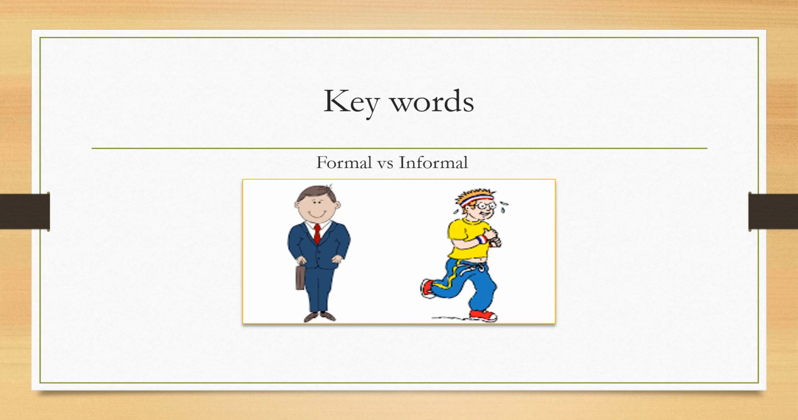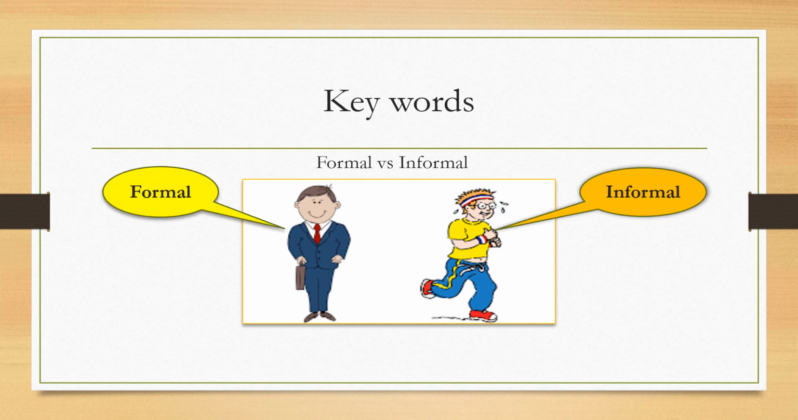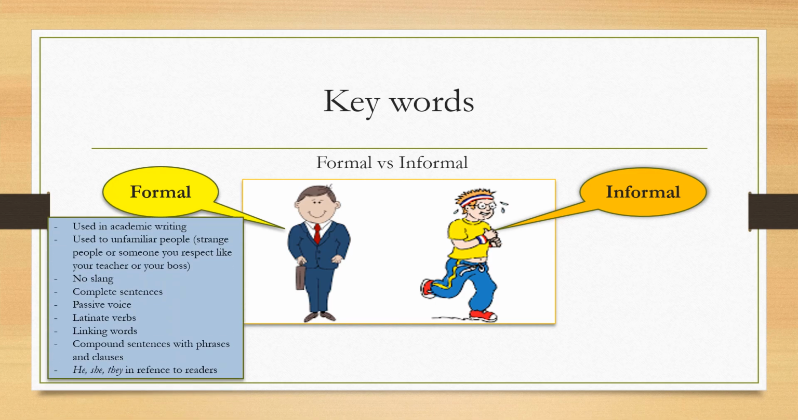So we can say in this side that the person who is running on our right hand is informal, and the other one with a tie and the bag in his hand is formal and professional. So let's now give more details on what is formal and what is informal. So formal is used in academic writing, used to unfamiliar people, like strange people, or someone you respect, like your teacher or your boss, or someone who is above you, someone you should respect.